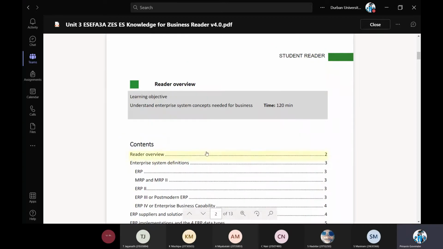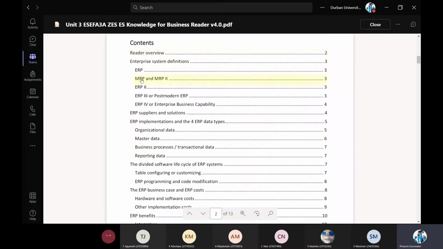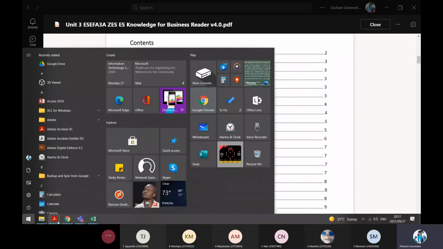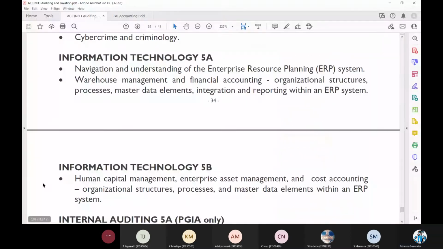So some of the concepts, what's an ERP? What's this material resource, MRP, ERP, master data, business processes, reporting data. Okay, now that I heard the word business and master data, I quickly want to take you through to our accounting and auditing faculty handbook.